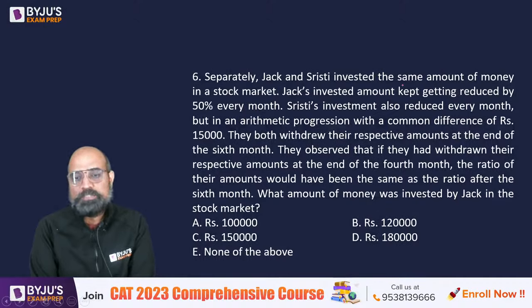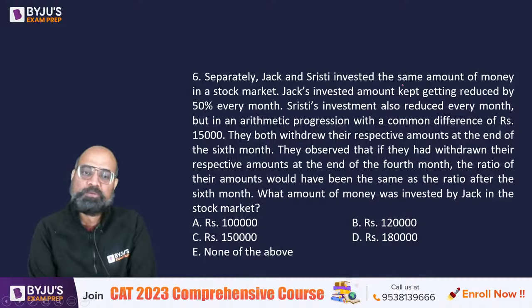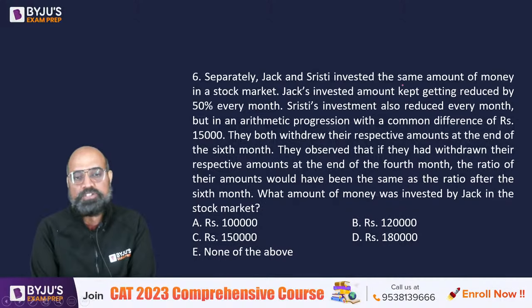They both withdrew the respective amounts at the end of the 6 months. They observed that if they had withdrawn the respective amounts at the end of the 4th month, the ratio of their amounts would have been the same as the ratio after the 6th month. What amount of money was invested by Jack in the stock market?